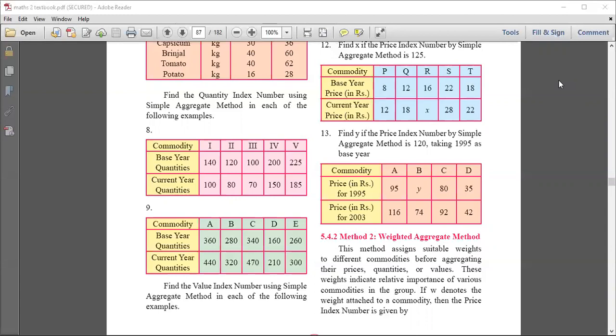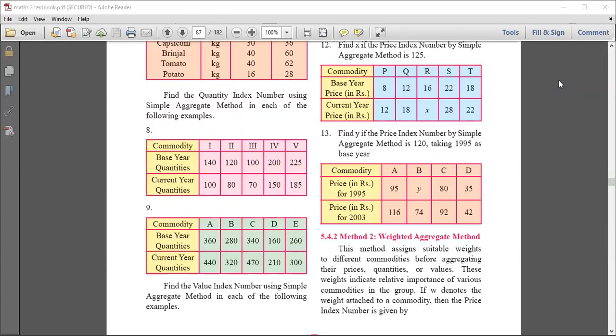Yesterday, just for quick revision, I'll go through what we did. We started with lesson number 5, index numbers. In that, we covered two formulas. One was price index number P01, the other was quantity index number Q01. In P01, the formula was summation P1 upon summation P0 into 100. The same way for quantity index number, summation Q1 upon summation Q0 into 100.